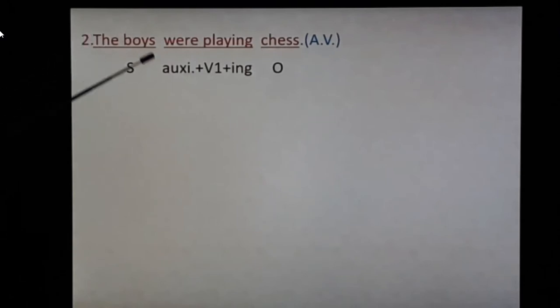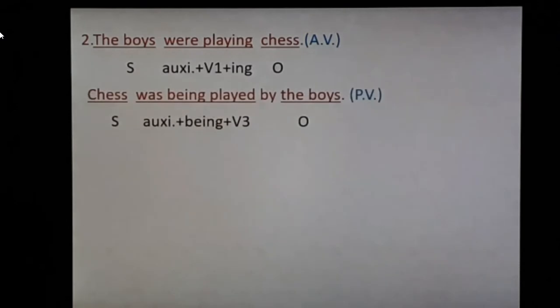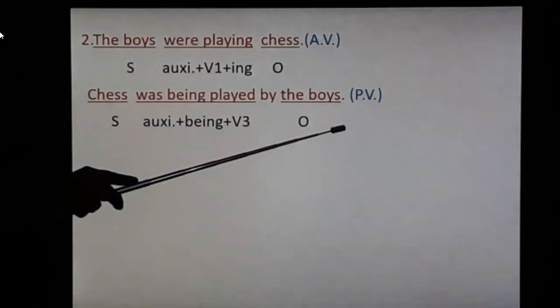Second, the boys were playing chess. So subject, the boys, were, auxiliary verb, play, V1 plus ing, so that is playing. Chess, that is an object. This is active voice. Now we will turn this active voice to passive. Chess, then according to chess you have to put appropriate auxiliary verb. So chess was, after that being, then V3 form of the main verb play. So played, so V3 form. Then by, and then the boys, that is subject in active voice becomes object in passive voice.